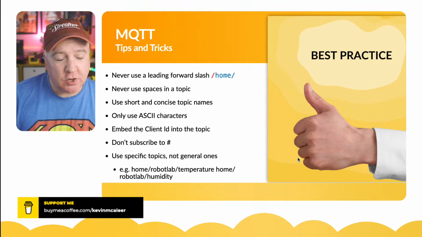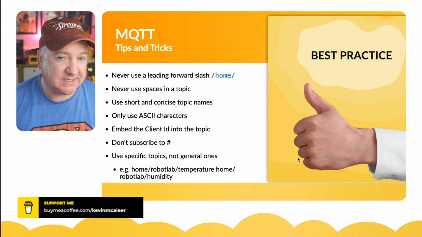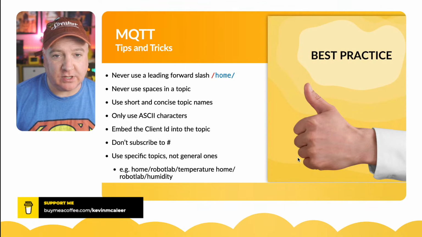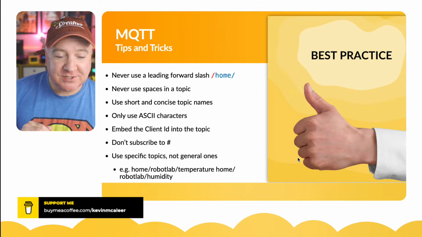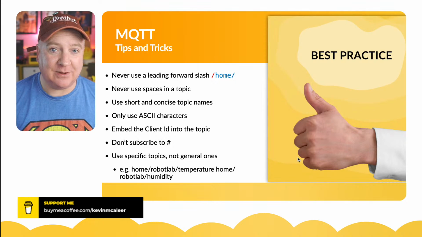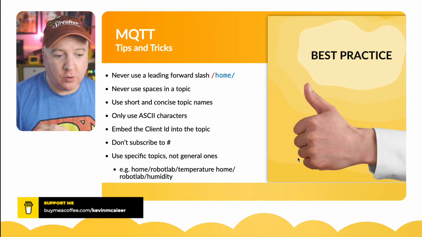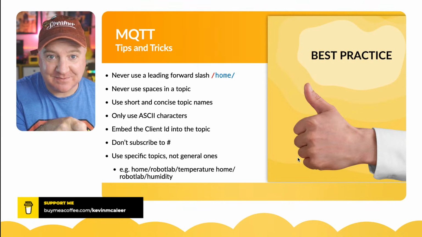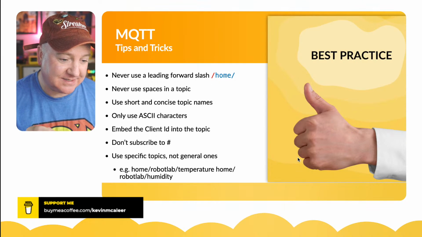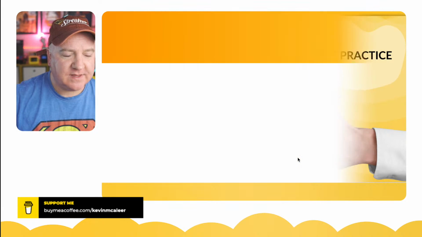Embedding the client ID into the topic is a good idea as well. It helps specify that the message is going to a specific device, unless you don't want that and you want it to go to many devices. But it's quite good to embed the actual client ID, as it makes it more specific. Don't subscribe to just the pound, the hash. That gives you every single message. We're going to try that in a minute to show you exactly what that looks like. And use specific topics, not general ones. So use something like home/robotlab/temperature, or home/robotlab/humidity. So have specific paths. So there are a few tips and tricks.